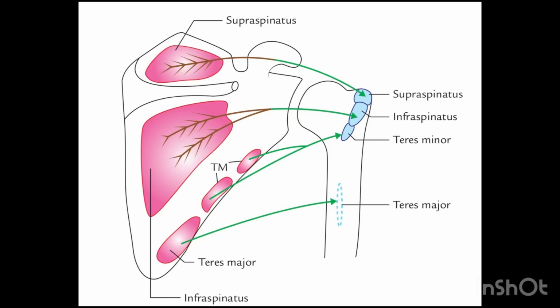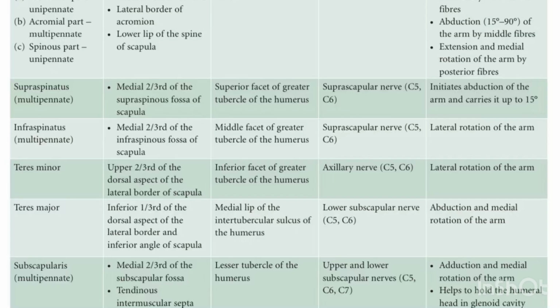So where is it inserting? Greater tubercle, but on the inferior facet. The supraspinatus is the superior facet, the middle facet is for the infraspinatus, while the inferior facet is for the teres minor. But this one is different, it's not like them. It supplies what? Axillary nerve. So axillary nerve here is C5-C6, but from the what? Posterior cord. Go and watch my video on the brachial plexus.